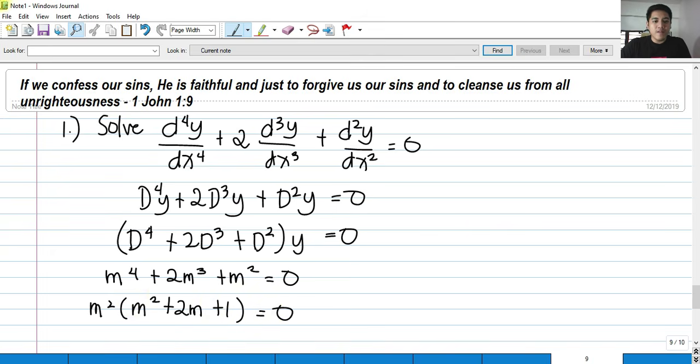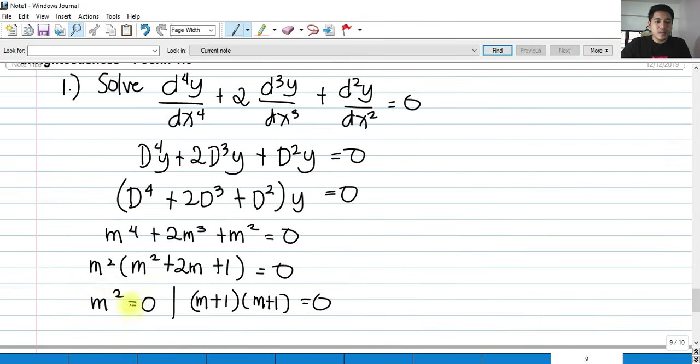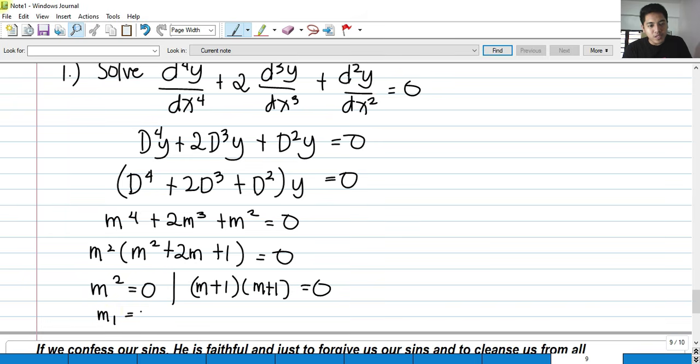So you can see we have m squared is equal to 0, and if we factor the other part out, that would be m plus 1 times m plus 1 is equal to 0. We know that this is still 2 roots, so we have m sub 1 is equal to 0 because this is raised to the second power, and m sub 2 is equal to 0. And from here, we have 2 repeating roots again, which are m is equal to negative 1 and m is equal to negative 1.